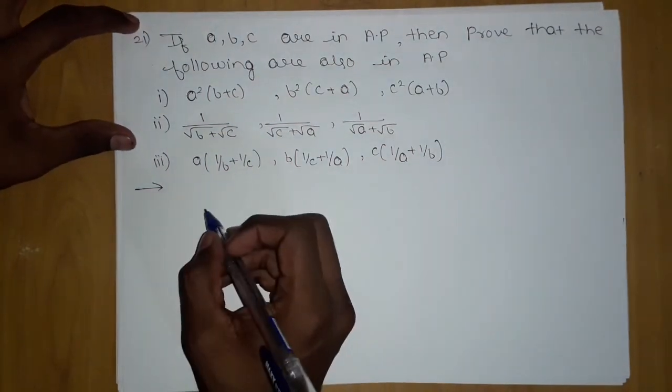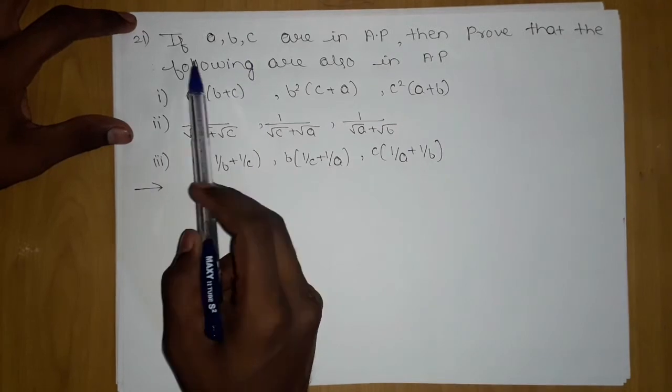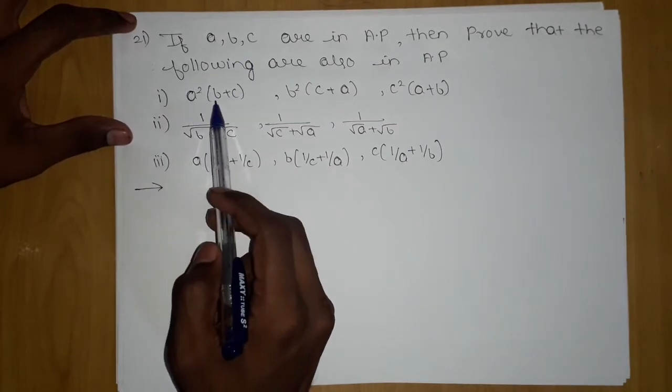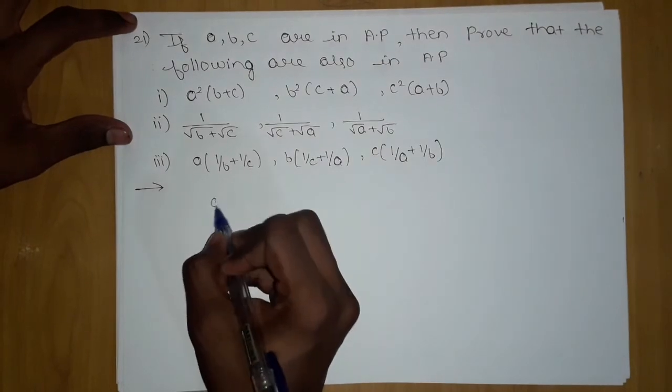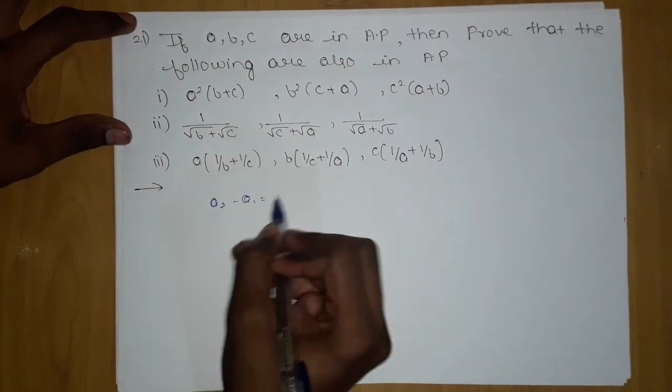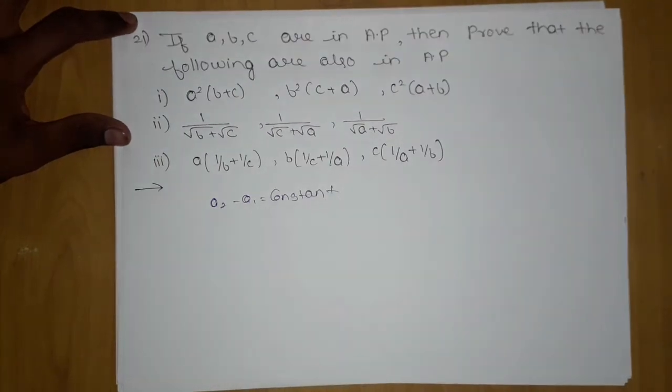How can we prove this? The first way is trying to convert this into this, but here you can say it is difficult, a square (b plus c), because we are not able to click that. So the next way is to prove that a2 minus a1 is equal to a constant. This is also a condition for AP. Remember, I told you just earlier.